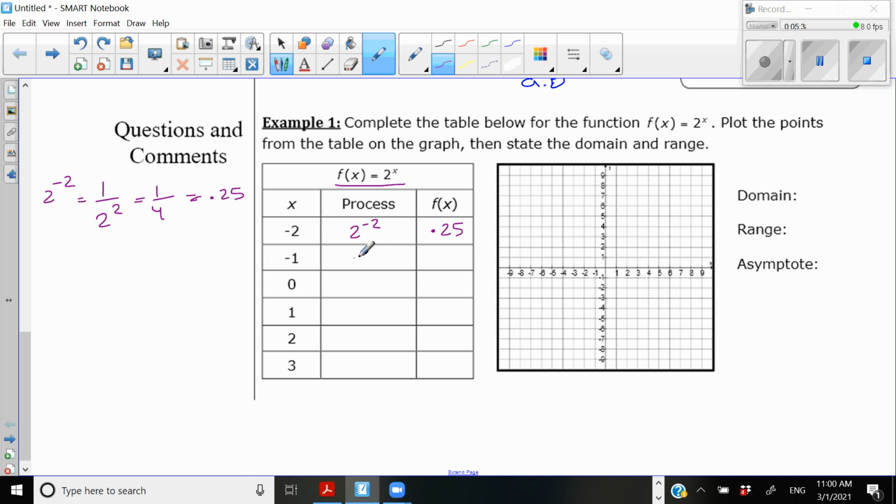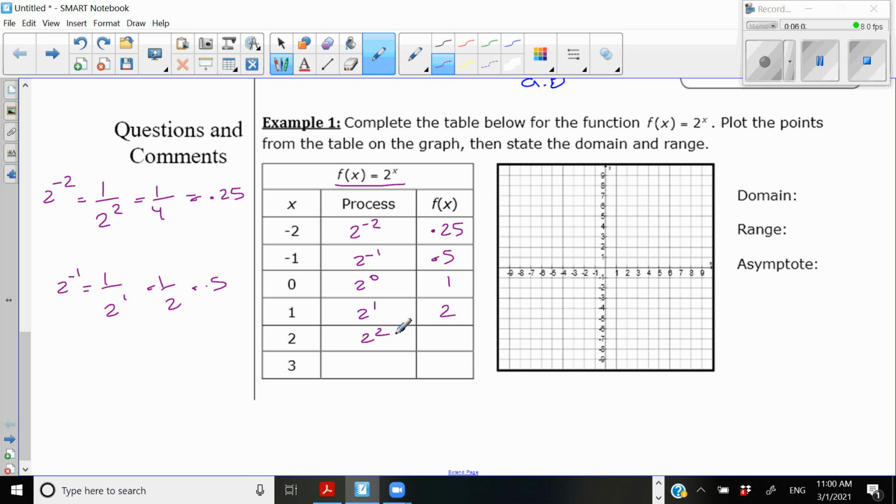If x equals -1, we have 2 to the power of -1. So this will be 1/2 to the power of 1, 1/2, and is 0.5. So this is 0.5. Then we have 2 to the power of 0 if x is equal to 0. And we know anything to the power of 0 is equal to 1. Then x equals 1, 2 to the power of 1 is just simply 2.